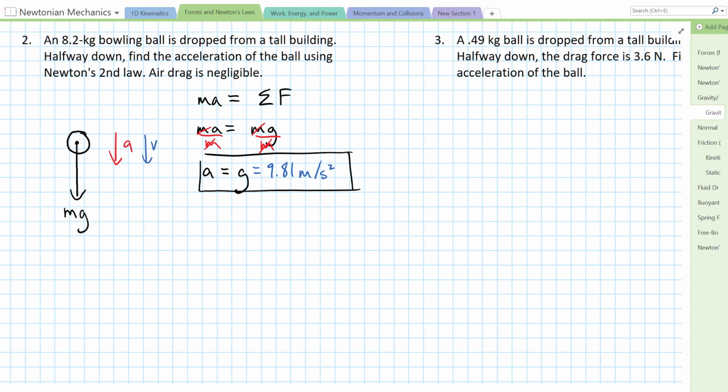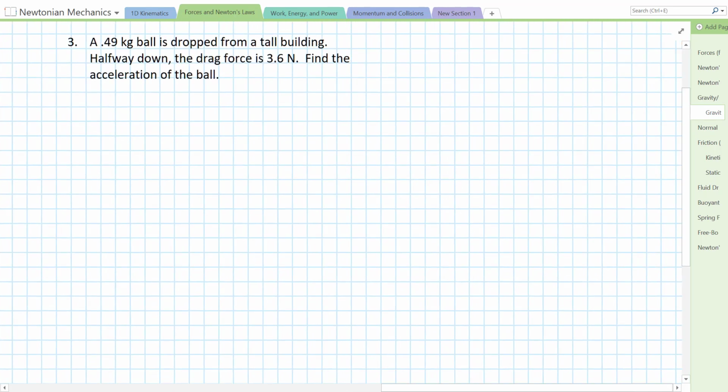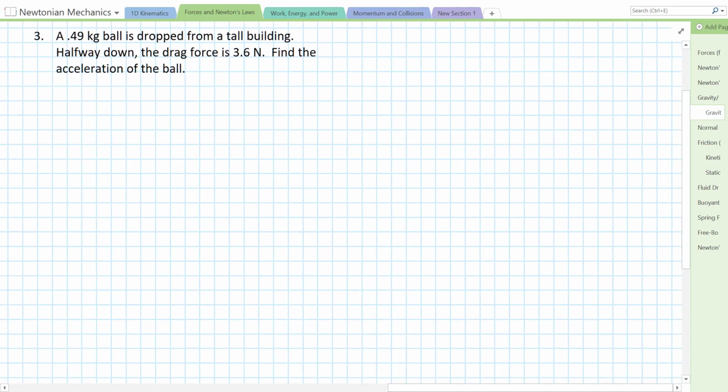Question number 2. A 0.49 kilogram ball is dropped from a tall building. Halfway down, the drag force is 3.6 newtons. Find the acceleration of the ball. So I'm going to draw my ball. Our downward force is the force of gravity, mg. And our upward force is the drag force, force of drag.